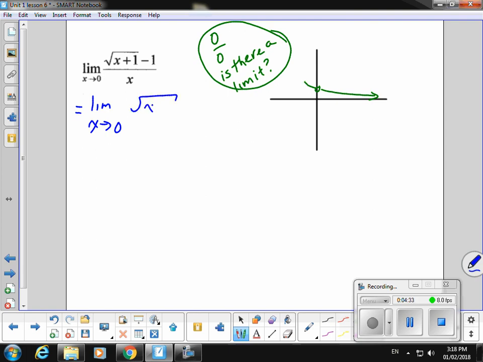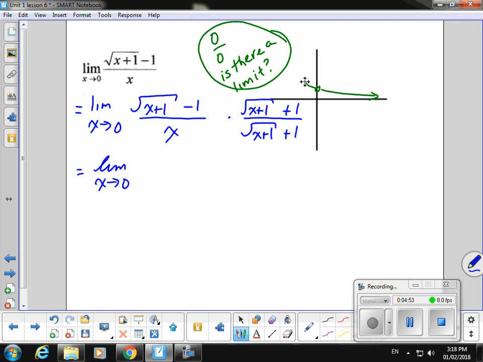So root of x plus 1, subtract 1 over x. I'm going to multiply that by root of x plus 1 plus 1, over root of x plus 1 plus 1. Limit as x approaches 0. You keep writing that until you actually put a 0 into the function. Just for clarity, we are multiplying, so it's like FOIL.